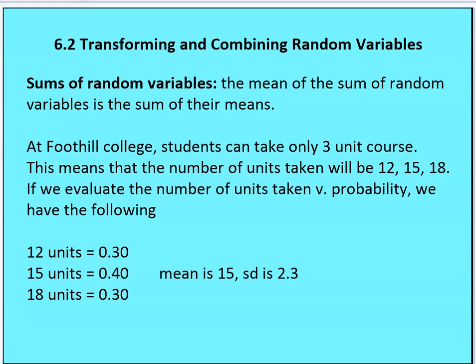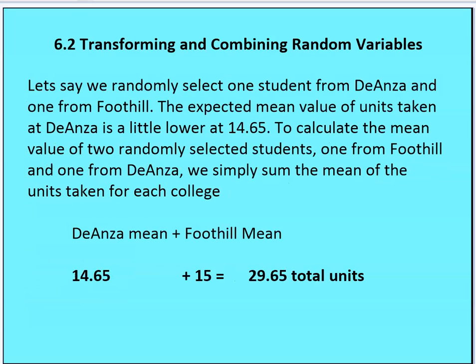All right, so now we want to add both Foothill and De Anza. So let's say we randomly select one student from De Anza and one from Foothill. The expected mean value of units taken at De Anza is a little lower at 14.65. To calculate the mean value of the 2 randomly selected students, one from Foothill and one from De Anza, this would be the average, we simply sum the mean of the units taken for each college. So 14.65 plus 15 is 29.65 units. We're just adding the means together to find the mean of the combined total.